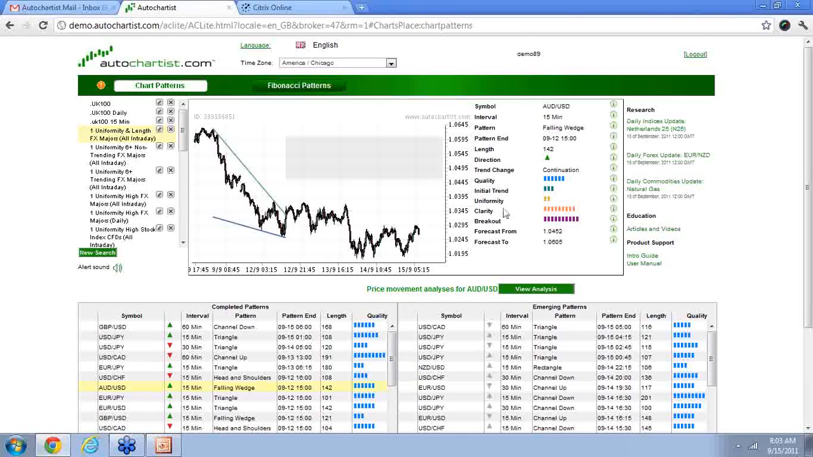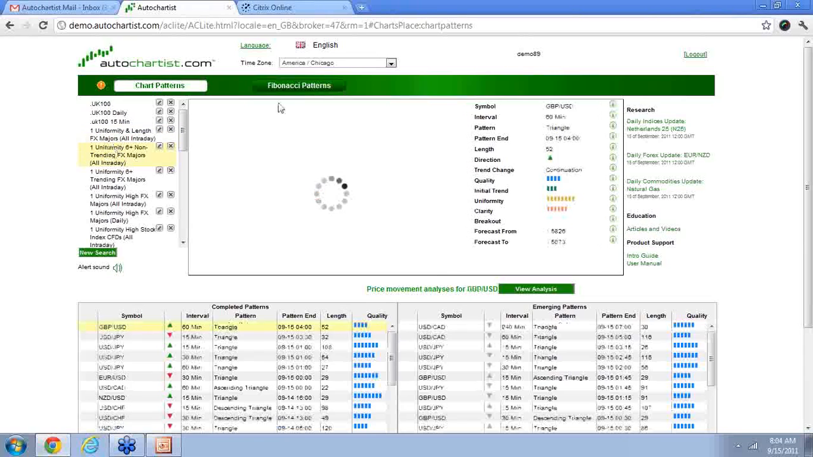Today we're going to deal with uniformity, and if you click this I button, you'll see that the definition pops up on the side, and it tells us that uniformity is even spacing of turning points that touch support and resistance lines. So what we're dealing with is the aesthetics of the pattern. We're dealing with an indicator that shows us a pattern that is aesthetically appealing.